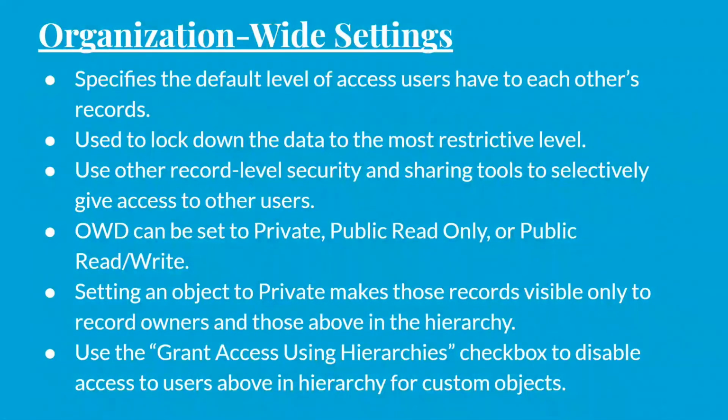Setting an object to private makes those records visible only to record owners and those above them in the hierarchy. So if you keep it as private, then the records will be visible only to the owner of that particular record, and then those who are above the owner in the role hierarchy. If you have defined the role hierarchy in your org, then whoever is above the record owner in the hierarchy will have this access.